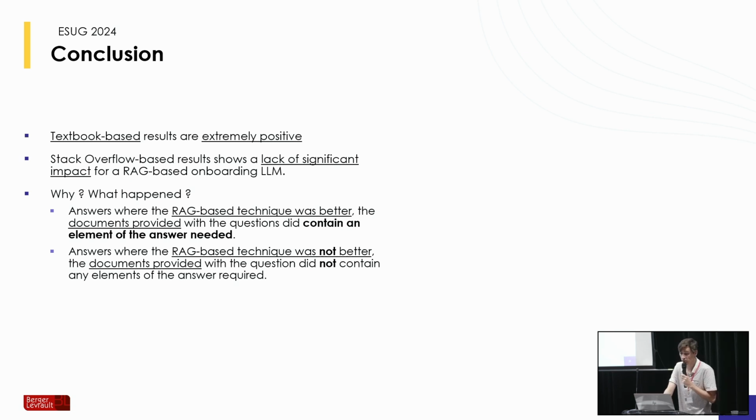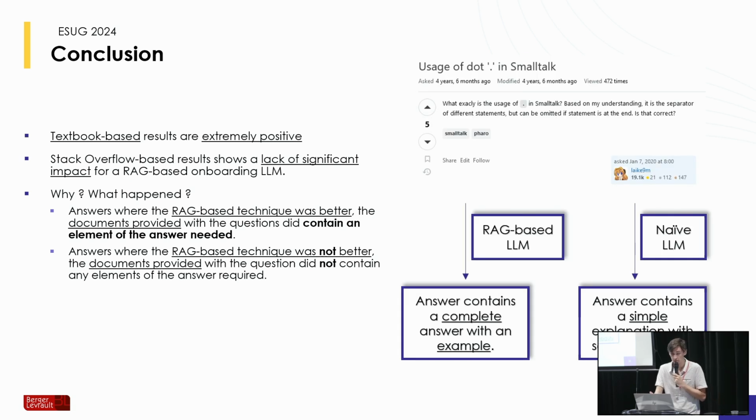When we look at the answers individually, what we did notice was when the RAG-based technique had a better score, it was usually because the documents provided did contain an element of the answer. Inversely, when the RAG-based technique was not better, the documents provided were not related, or did not contain any elements of the answers required. For example, for this question about the usage of dot in Smalltalk, the RAG-based technique gave a more complete answer with an example, while the naive technique contained a simple explanation with some ambiguity.